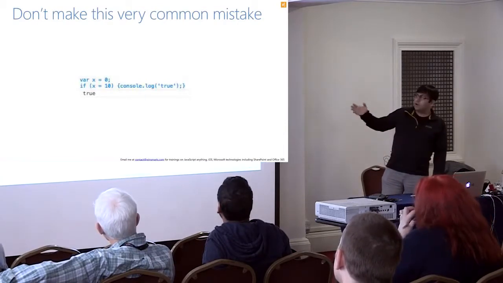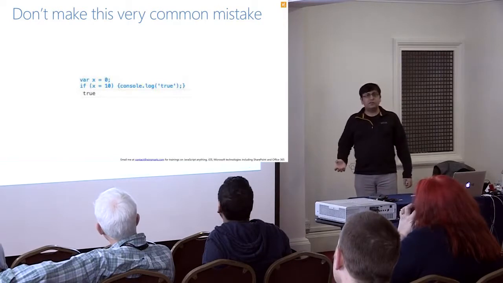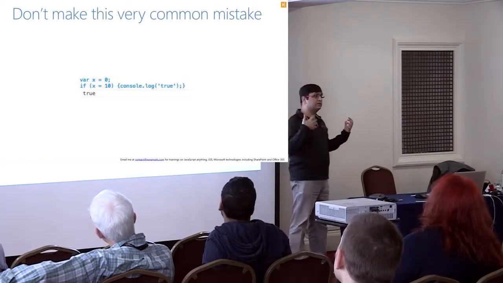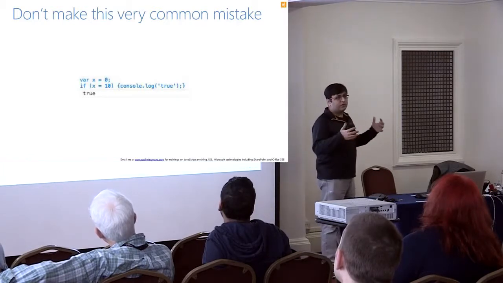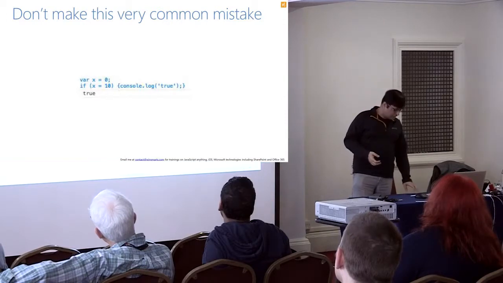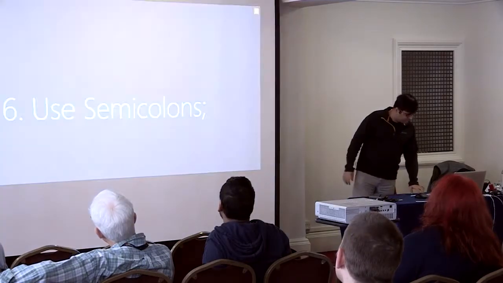And obviously this is very obvious, but sometimes it's very easy to make this mistake. Single equals is an assignment operator, as in it will set the value. So double equals will compare, but triple equals is what we should be using. So just get the habit of using triple equals.